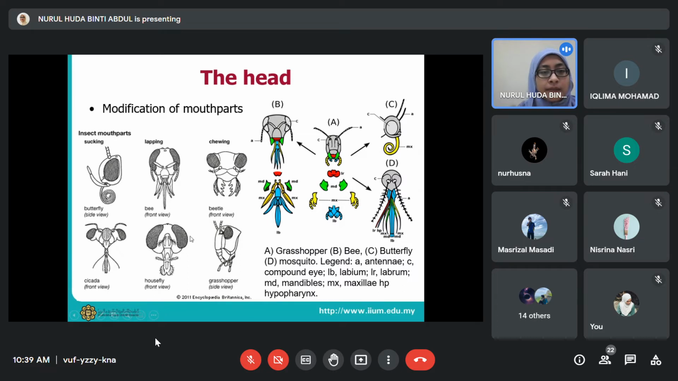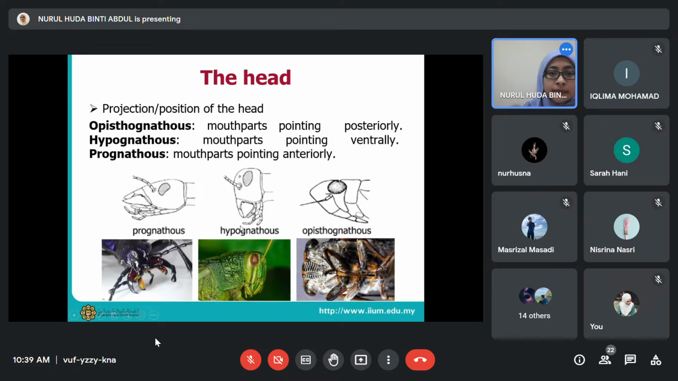And then there are also chewing mouthparts. You can see chewing when you look at a grasshopper eating, or maybe some beetles, or maybe caterpillars. So they have modified mouthparts for chewing.